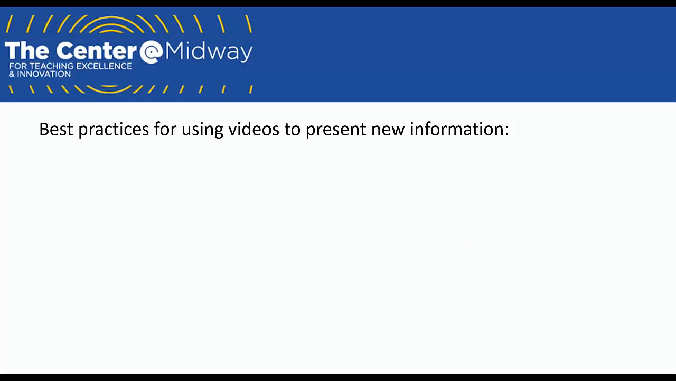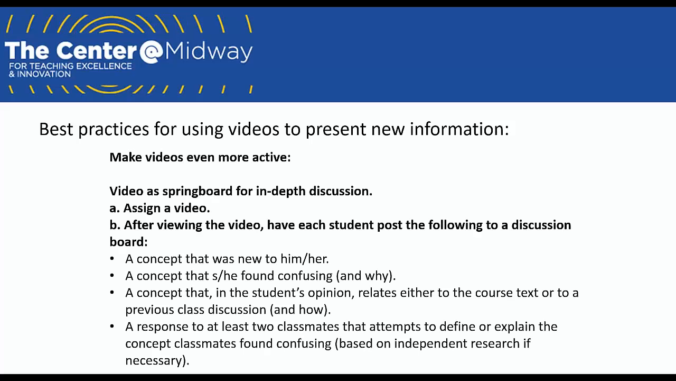Now, how can we make using videos in our online classes even more active learning? You can use videos as a springboard for in-depth discussion. To do that, you would assign a video, and then after viewing the video, you would ask each student to post answers to a discussion board. For example, they could post a concept from the video that was new to him or her, a concept that the student found confusing and why. So in other words, that might be like a little muddiest point paper.